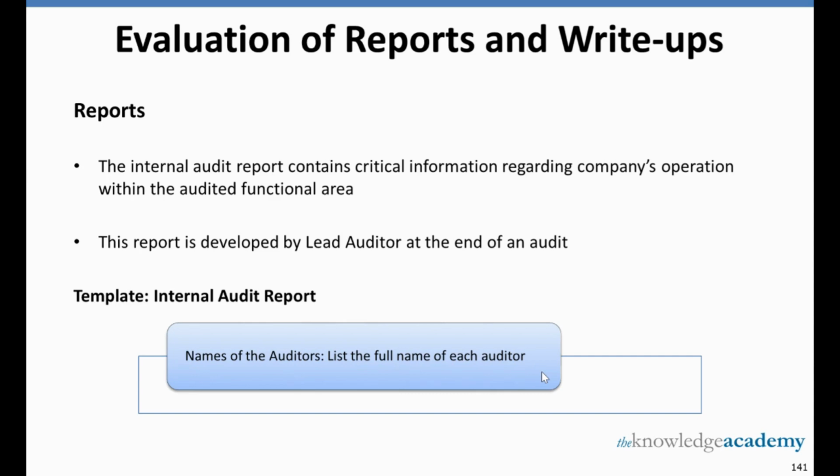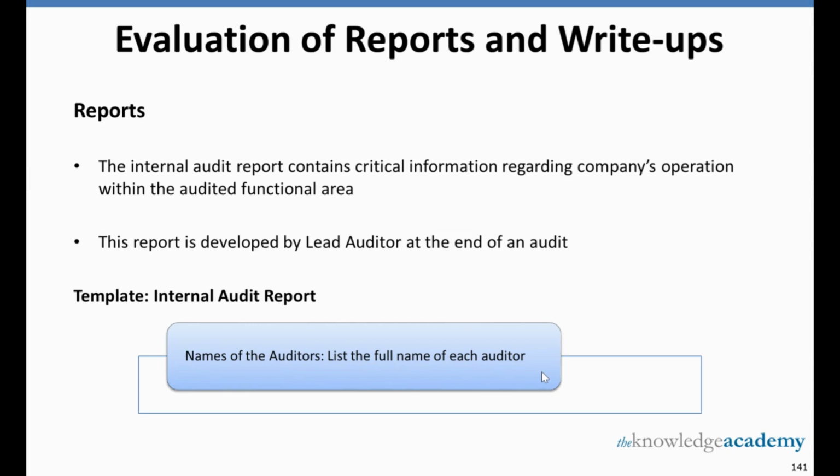This report is developed by the lead auditor at the end of an audit. So this is going to be your major task at the time of audit. When we talk about the template of an internal audit report, the template or the format can be as per the company's norms or as per your way. However, mentioned below are the important things which need to be there in your internal audit report.